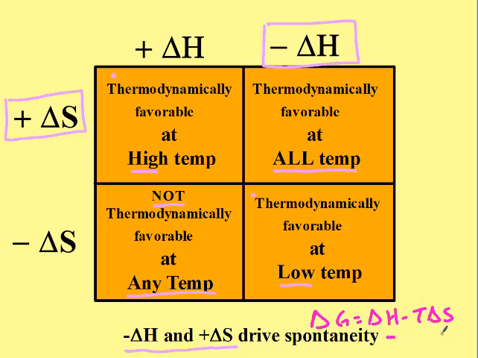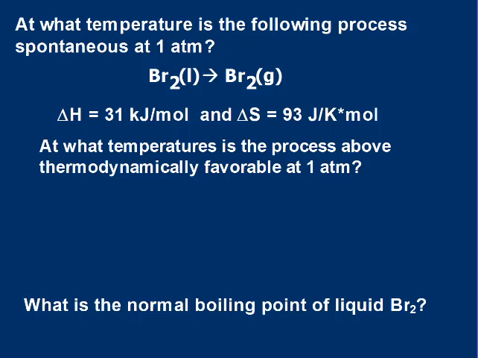If my delta H and delta S are both negative, then I want my delta H to matter more, so I want my temperature to be low, so that way my product of temperature and delta S is a very small number in comparison to my delta H. So what exactly is high and low, and how do we figure that out?